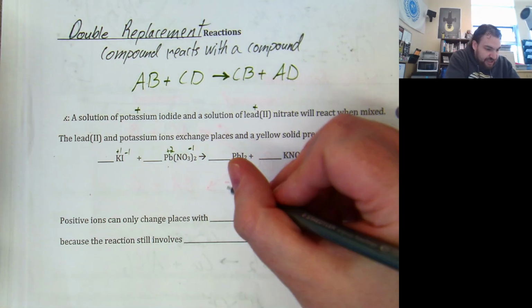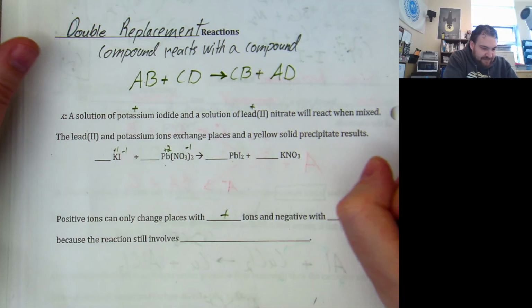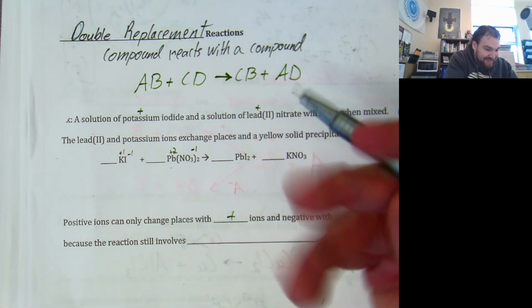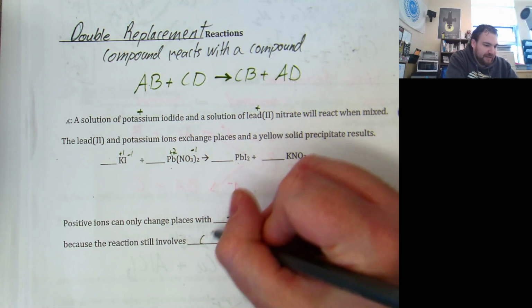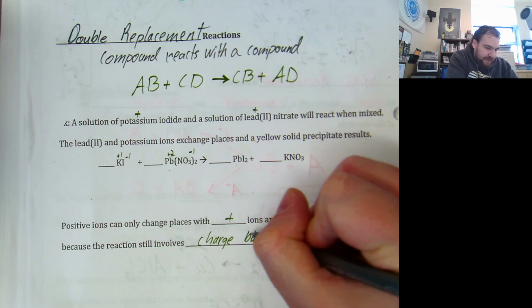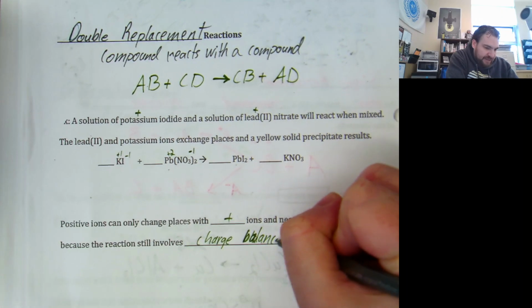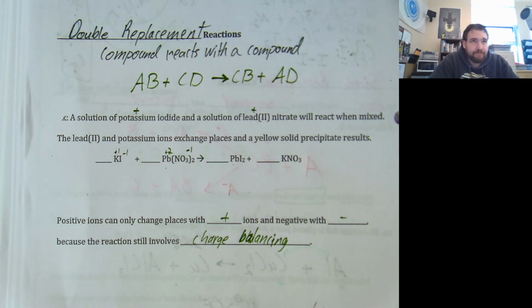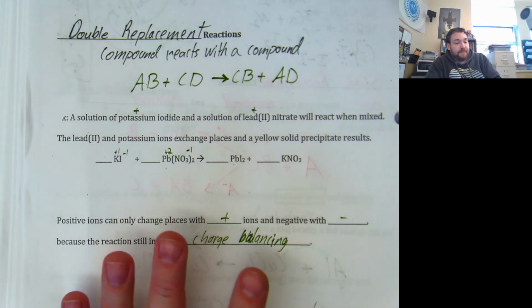Positive charges can only change places with positive ions, negatives with negatives, because the reaction, just like the previous one, still involves charge balancing. So it's very similar to what you just did with the single replacement. It's just now slightly more work because you have to do it with both new compounds.